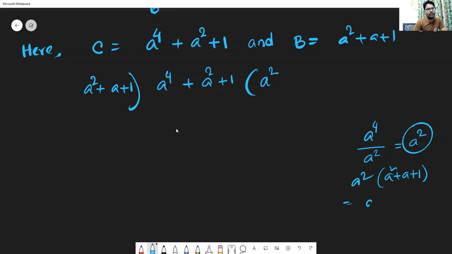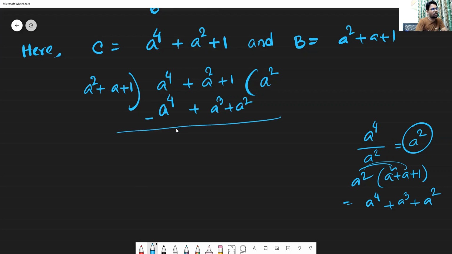So now there will be a to the power 4, and a square multiply a, this is a cube, then a square multiply 1, this is a square. So now write here a to the power 4 plus a cube and plus a square. So now do the subtraction here. There will be minus, this is minus, this is also minus.